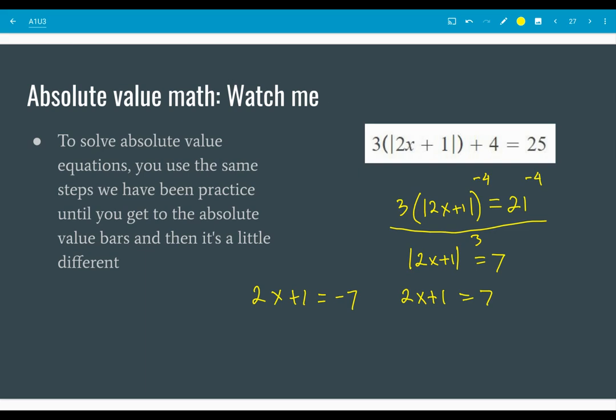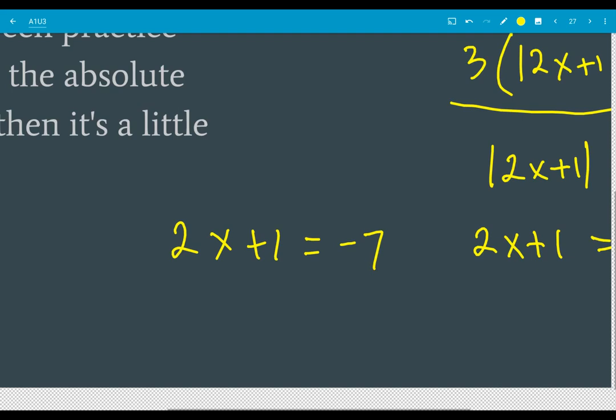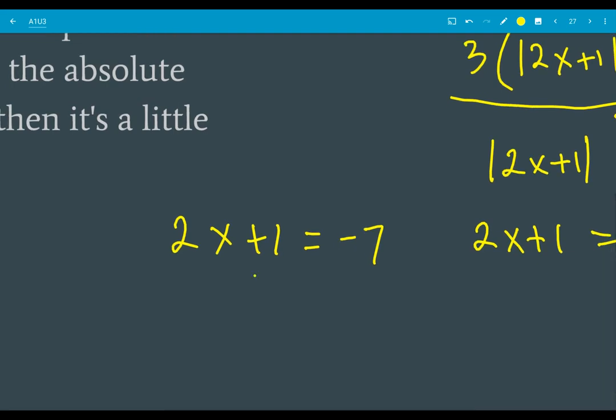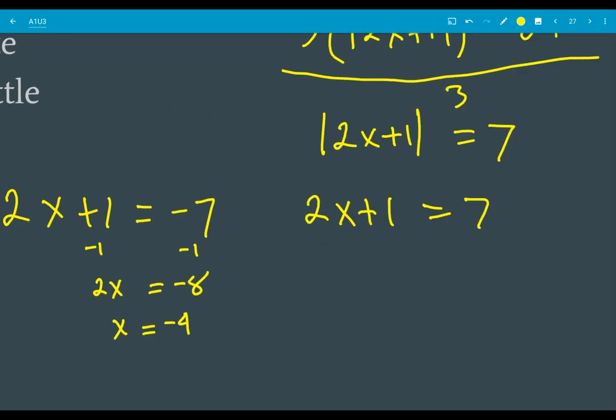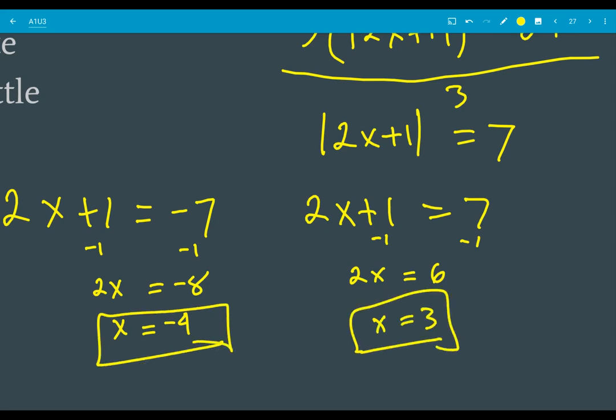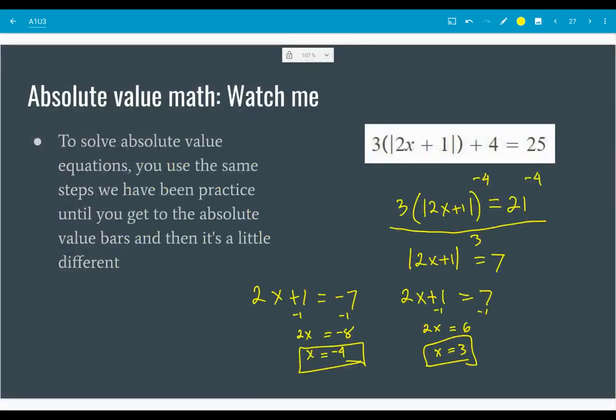Now that we have our 2 different solutions found, we can continue the solving process like we would normally. We're trying to solve for x, so we're going to subtract 1 from both sides. Then we divide by 2. So x equals -4 is one solution. And then we look at the other side, we subtract 1. So our 2 solutions are x equals -4 and x equals 3.